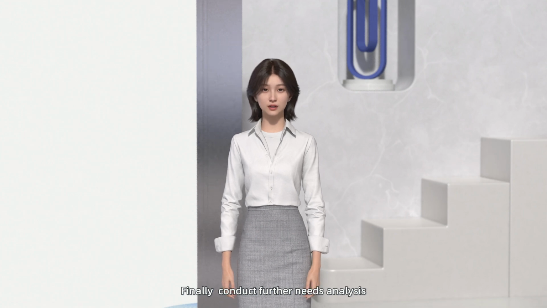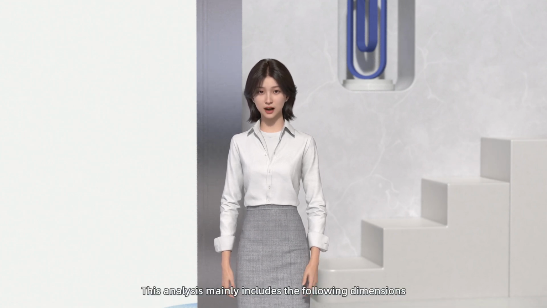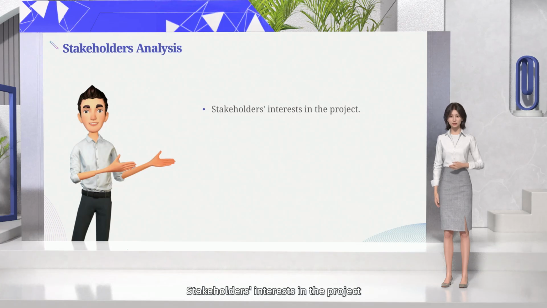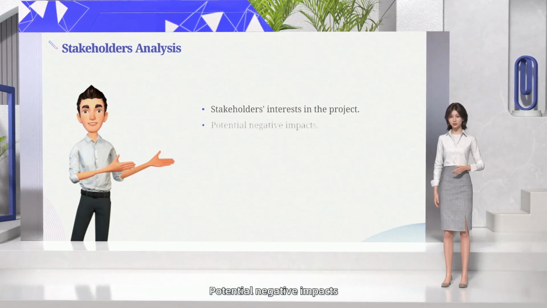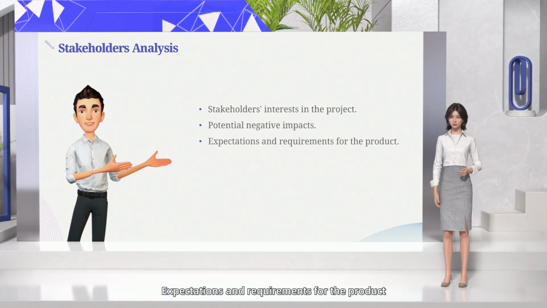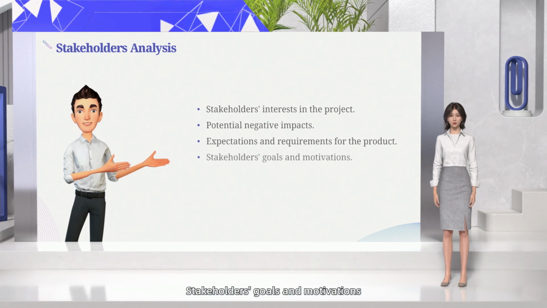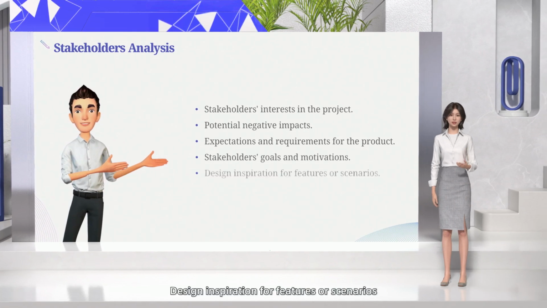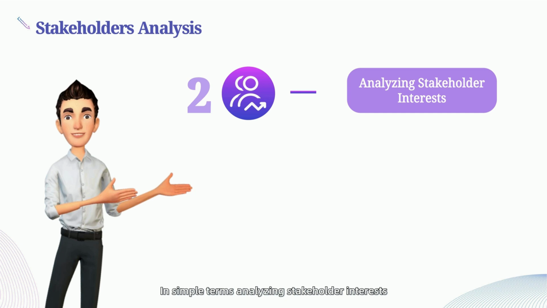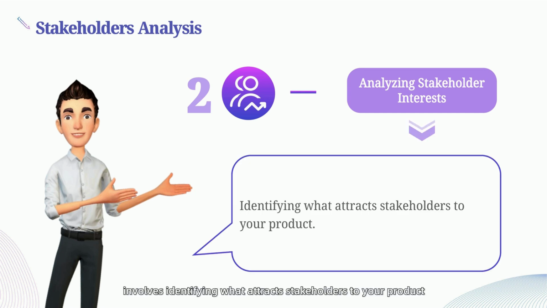Finally, conduct further needs analysis. This analysis mainly includes the following dimensions: stakeholders' interests in the project, potential negative impacts, expectations and requirements for the product, stakeholders' goals and motivations, design inspiration for features or scenarios. In simple terms, analyzing stakeholder interests involves identifying what attracts stakeholders to your product.